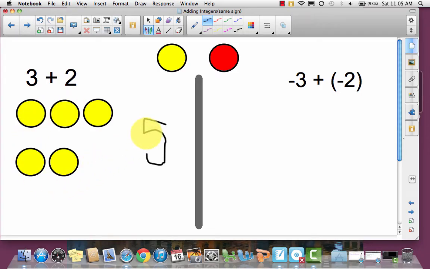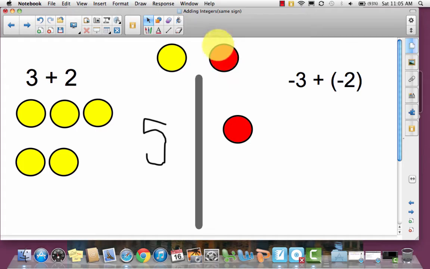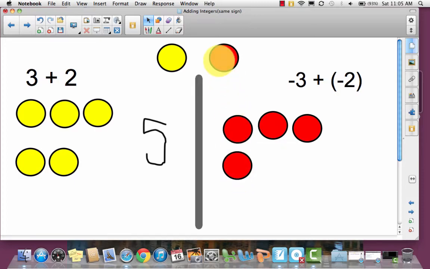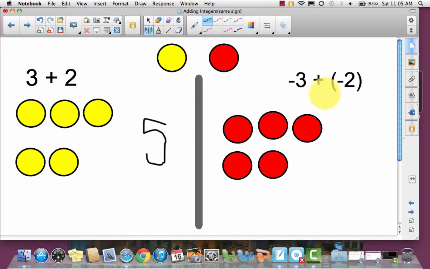My answer is positive. When I jump over on this side, I'm adding a negative 3 and a negative 2. So negative 3 would be modeled with 3 red chips, and negative 2 would be modeled with 2 red chips. I'm going to add up how many red chips I have, and I see again that I have 5. But this time, each of those chips is a negative value, so I actually have a negative 5. So when all my chips are red, or all my chips are negative, my answer is also negative.